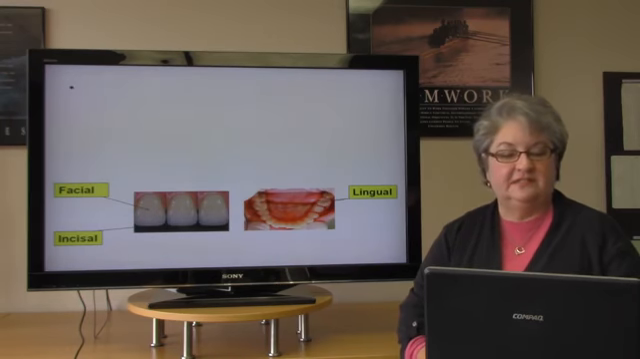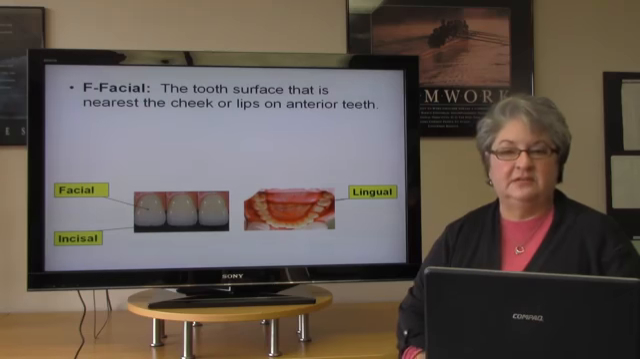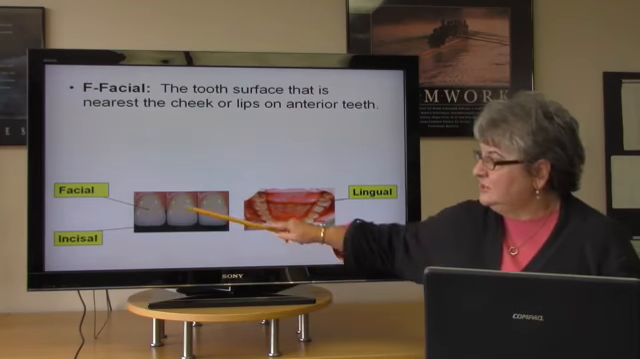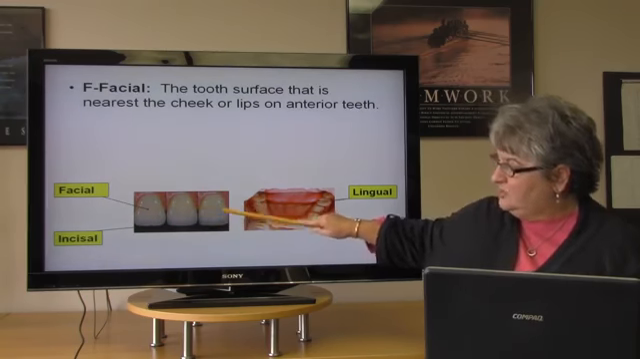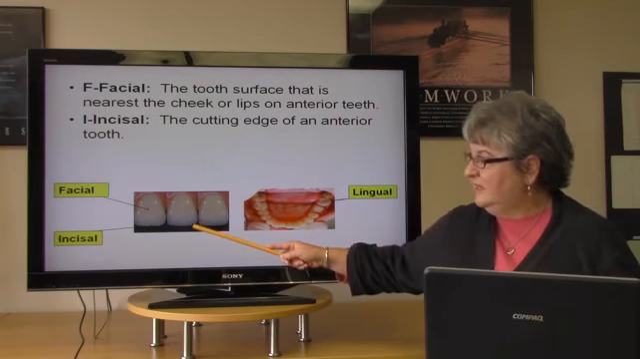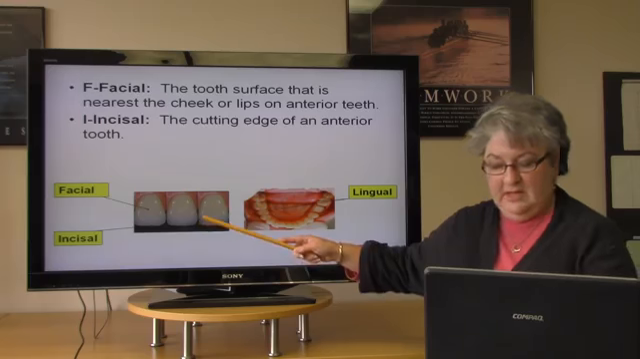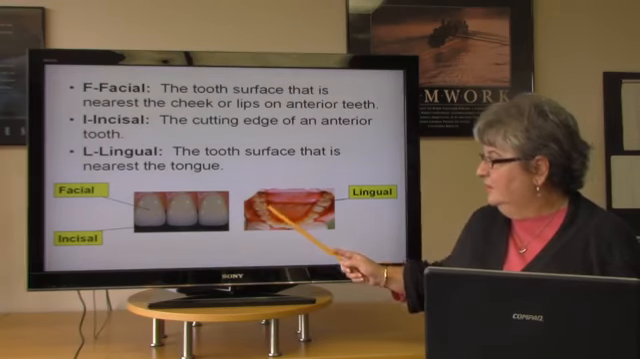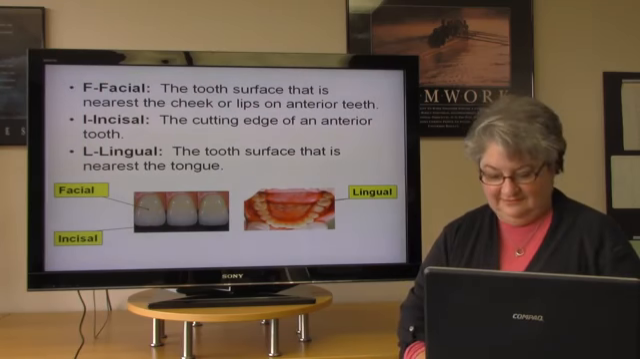We have 3 more surfaces. The F for facial is the tooth surface that is nearest the cheek or the lips on the anterior teeth. So that would be this part right here, this whole section. The incisal is the cutting edge of the anterior teeth right here. And the lingual is the inside surface of the tooth closest to the tongue.